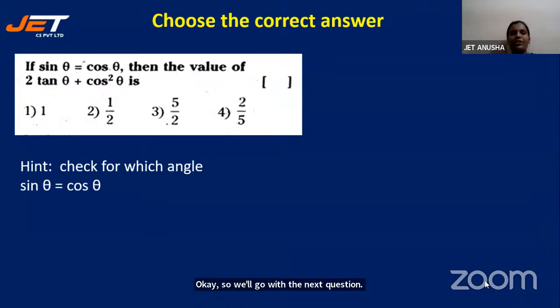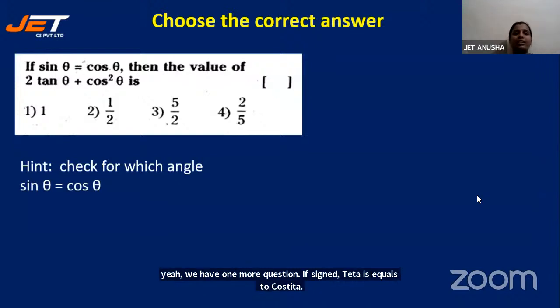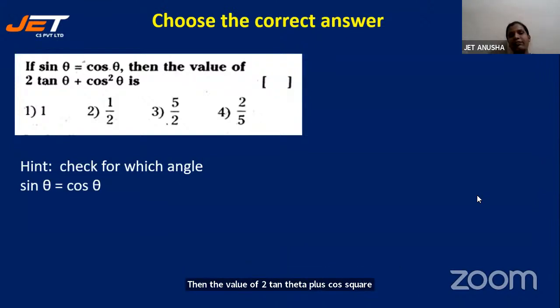So here we have one more question. If sin theta is equal to cos theta, then the value of 2 tan theta plus cos square theta is. Check for which angle sin theta is equal to cos theta. Salma gave me 2, Taruni 1, Navanit 2, Vishwanath 1, Prasad 2, Shravanti 2, Rohini 1, Sirisha 2. So many 1 and 2. There is a confusion between 1 and 2. So let's see what the correct answer is.